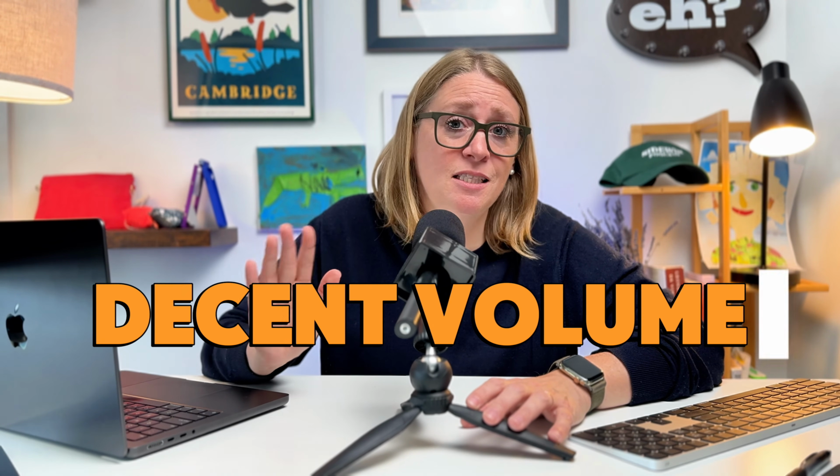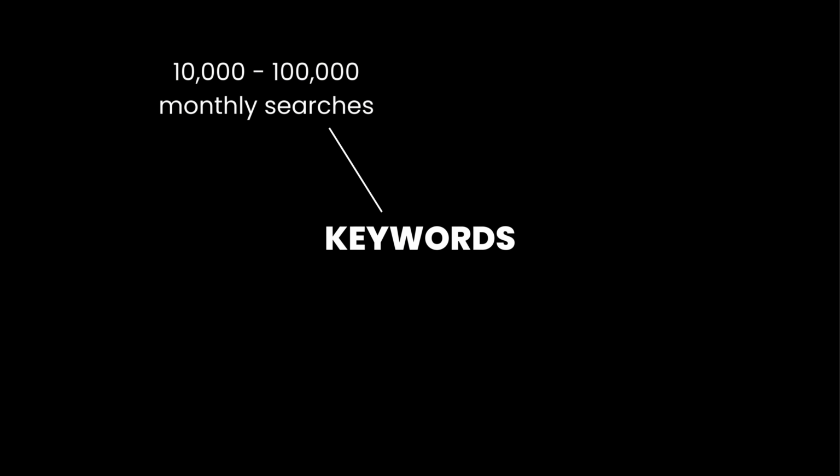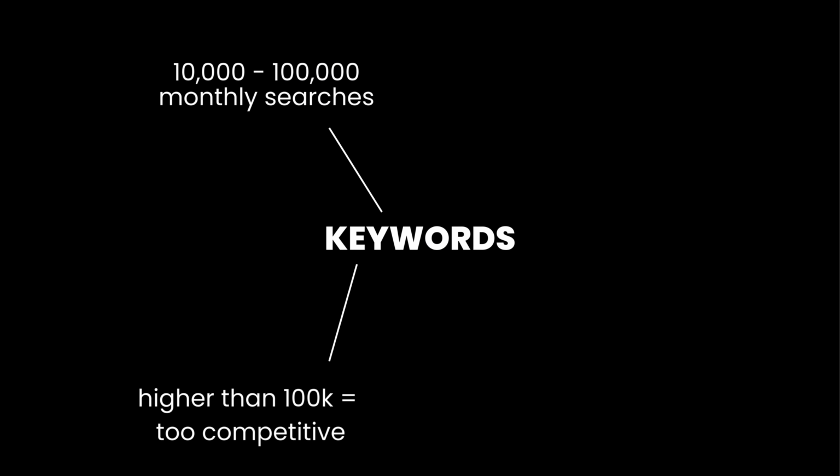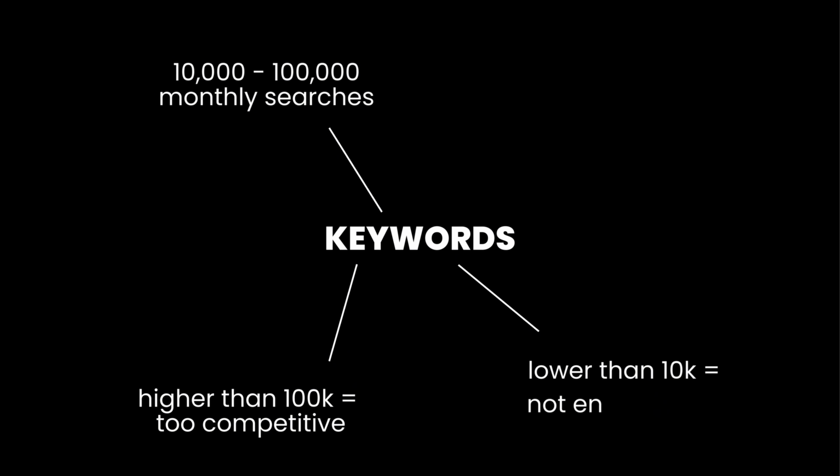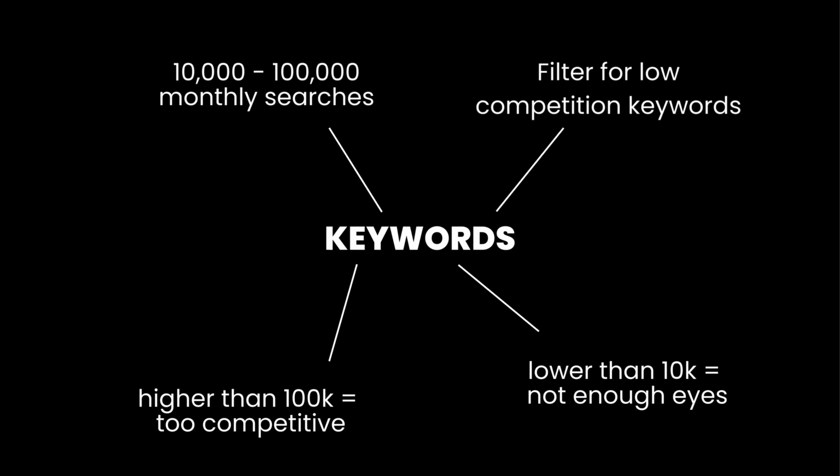And honestly, the sweet spot for Faceless creators is a decent volume and low competition. Target keywords with 10,000 to 100,000 monthly searches. Higher than that, it gets too competitive, and lower than that, you don't have enough searches to go viral. Then you'll filter for low competition keywords for your topic. And these become your content pillars, which are the topics that you create multiple videos around.